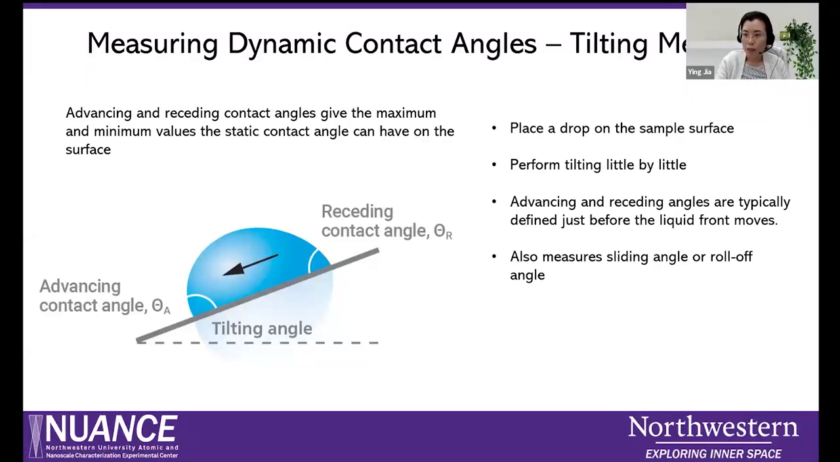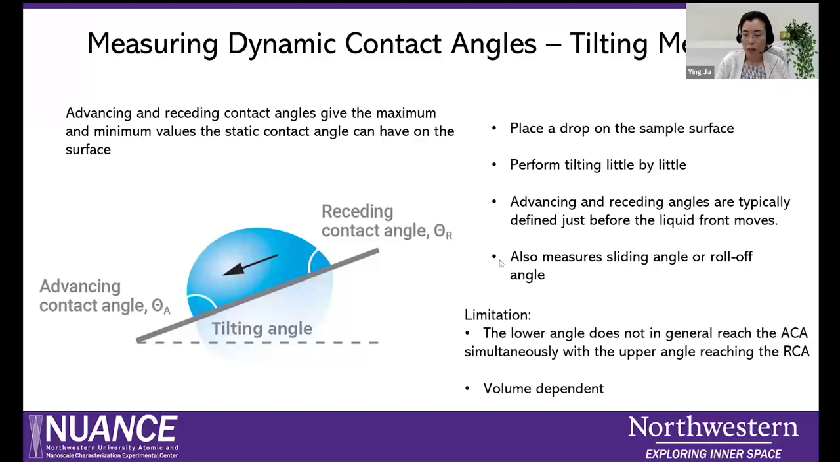This measurement is easy to perform and very intuitive to explain, but it also comes with its own limitations. It's natural that the advancing and receding contact angles may not be reached at the same time or the same tilting angle. Also, when you tilt it, gravity is playing a role here, so different volume or different weight of the drop also impacts the reading of the contact angle.